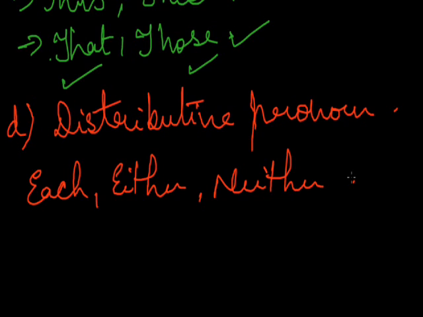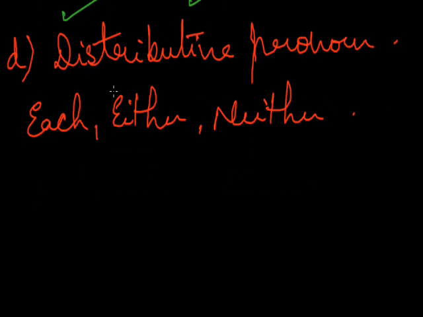I repeat, the definition of the distributive pronoun is that it refers to a number of persons or things, one at a time. These pronouns are always singular and are always followed by a verb in the singular. Now, the pronouns are each, either, and neither.